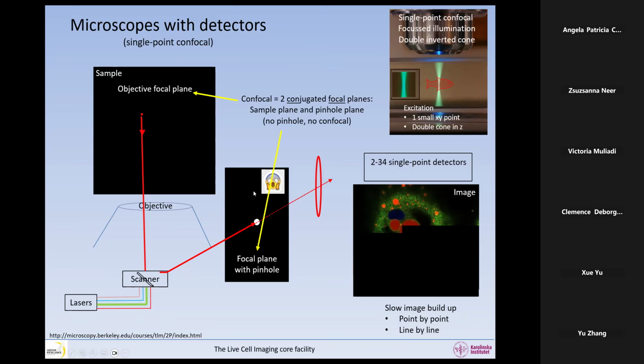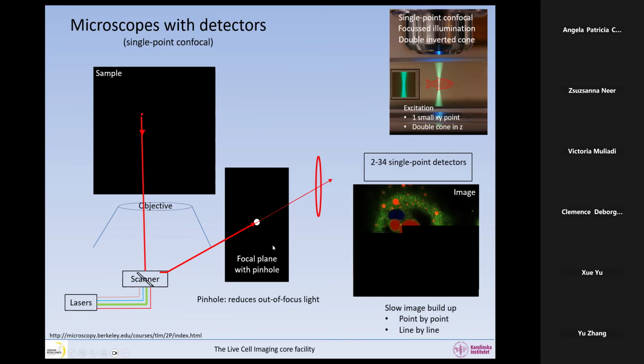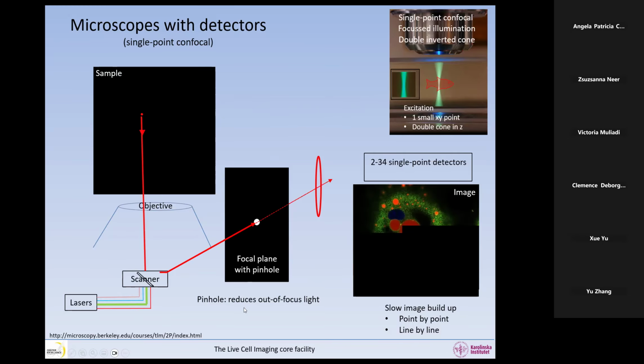So now, why do we do that? Why do we put this big metal plate there with a little hole? It's because it reduces the out of focus light, and this is why we have optical sectioning. The single point confocal is able to do optical sectioning compared to wide field systems. And I will tell you afterwards how that happens.